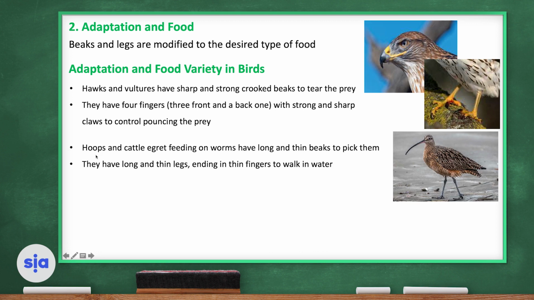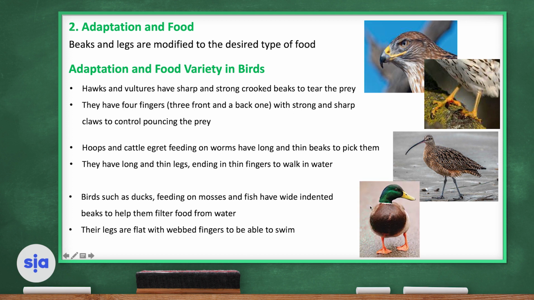Like, for example, hoopoes and cattle egret, feeding on worms. They have very long and thin beaks to pick the worms from the soil. And they also have long legs and thin, ending in fingers to walk in water. Birds such as ducks, feeding on mosses and fish, have wide indented beaks to help them filter food from water. Their legs are flat with webbed fingers to be able to swim.